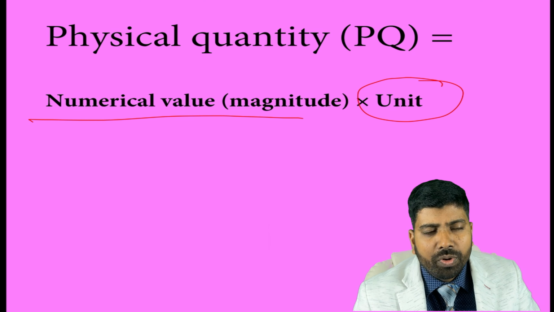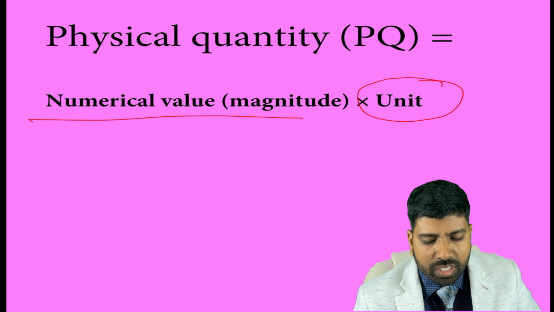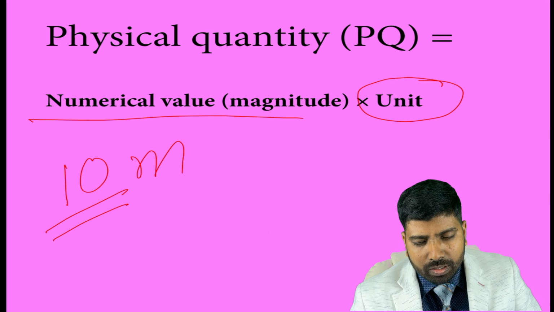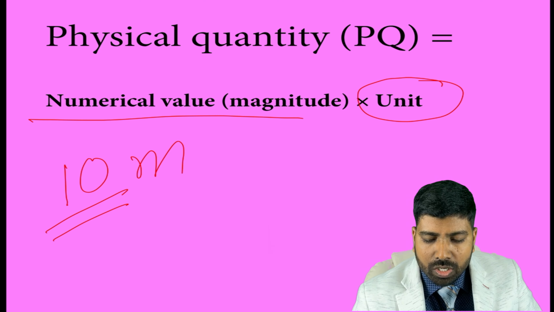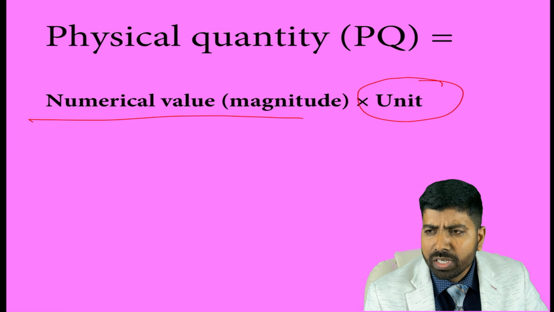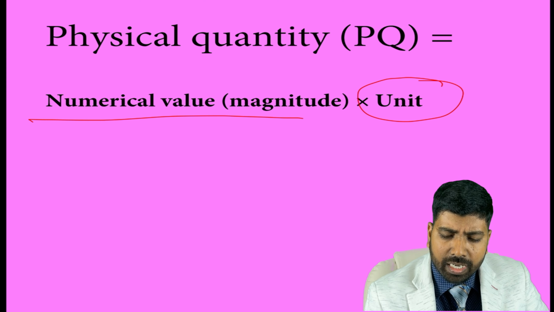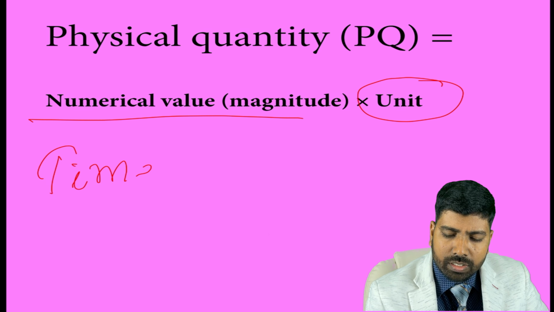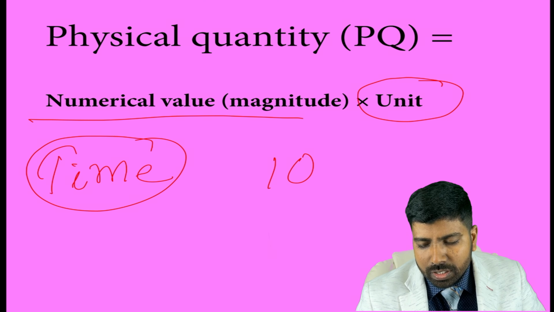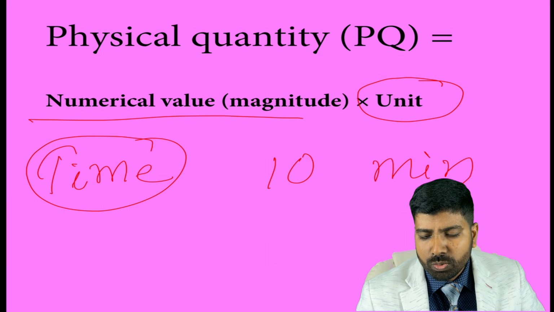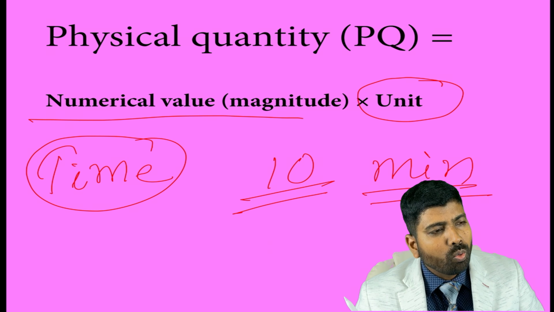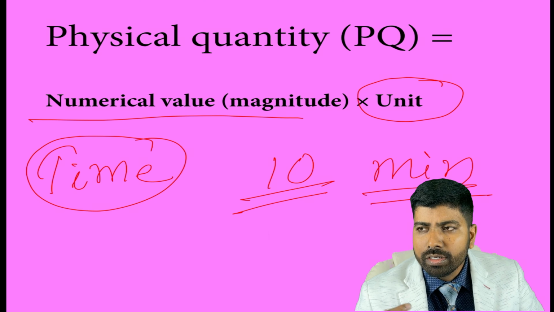Can you give me some example? When you're measuring distance, suppose I'm writing 10 meter. 10 is the numerical value and meter is the unit. Great. Similarly, let's say 10 minutes, that is time. Time is a physical quantity. If you write 10 minutes, 10 is the numerical value, and minute is the unit. So all the physical quantities will have a numerical value and units.